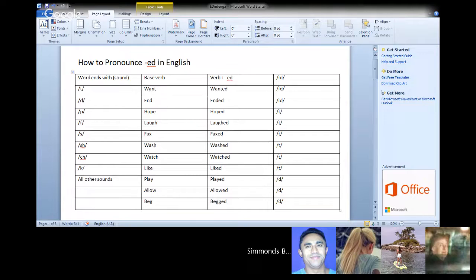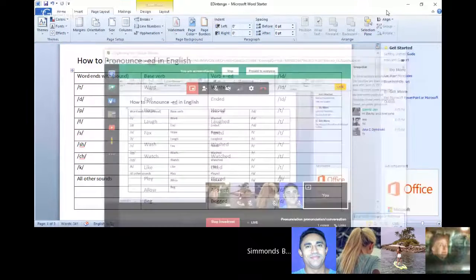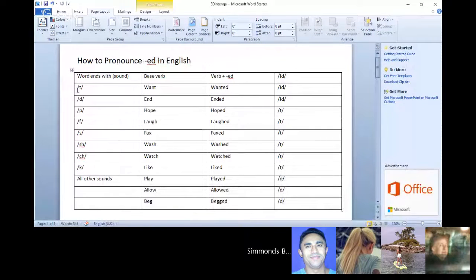T and D difference. Maybe T happens with these sounds on the chart, and other sounds, words that end with D, except wanted, ended, or needed. Those sounds, when the word ends with the T or D sound, we need to have this sound, the id, to distinguish.